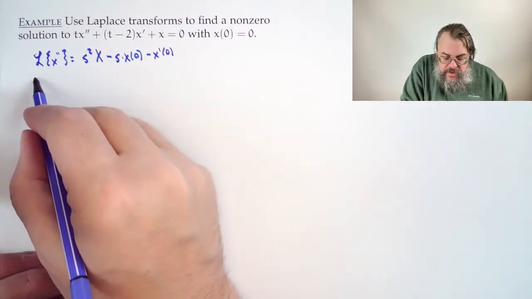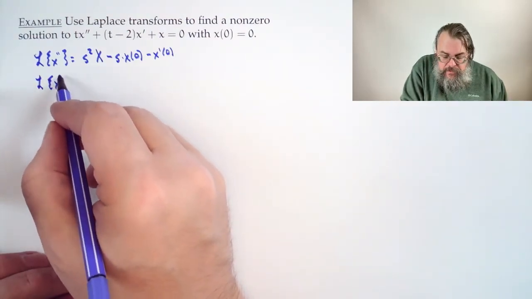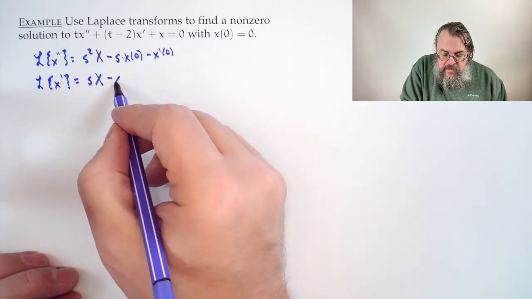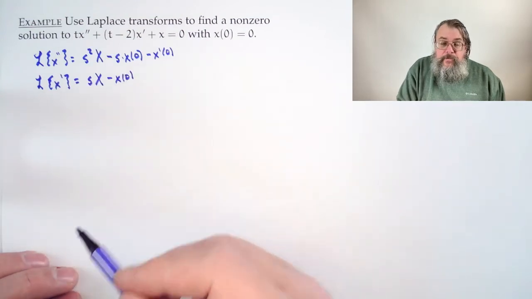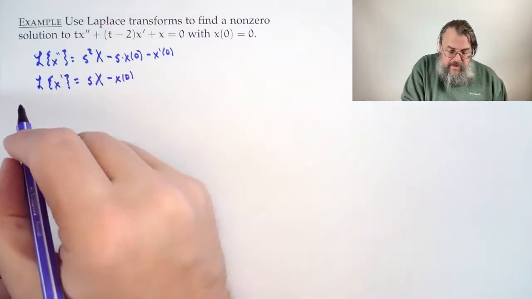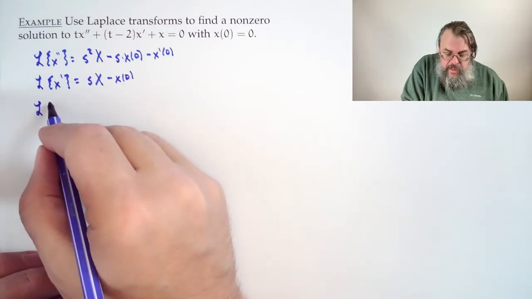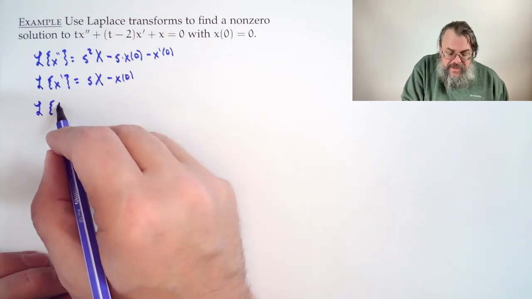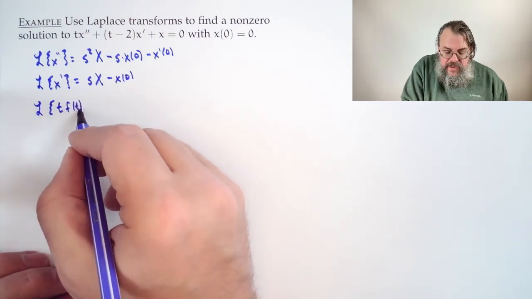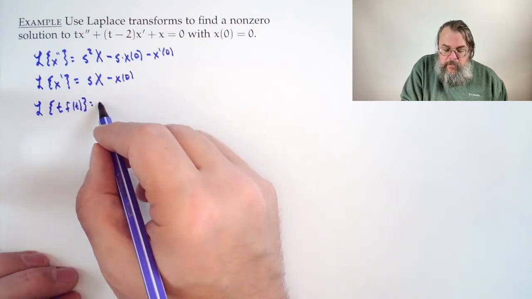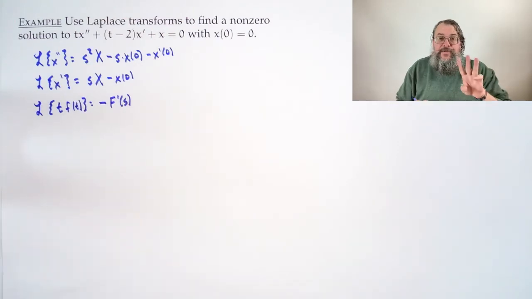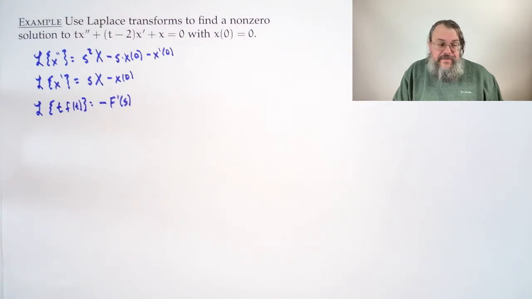Okay, we'll also need to know the Laplace transform of x prime. And, well, that's very similar. It's s times X minus x of 0. The third thing we're going to need, and we'll write this down for reference, is what happens if we have the Laplace transform of t f of t. Well, that's minus F prime of s. Okay, so those are our three rules. So we grab those three rules from our list, and we're ready to start.